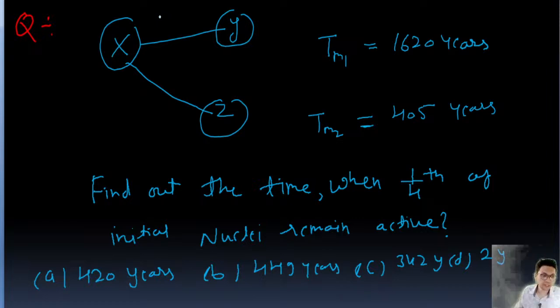So this is a simultaneous decay case. Simultaneously it is decaying into two elements, right? So it is called simultaneous decay. Suppose the decay constant is lambda 1 for this and lambda 2 for this. So this is a case of simultaneous decay.